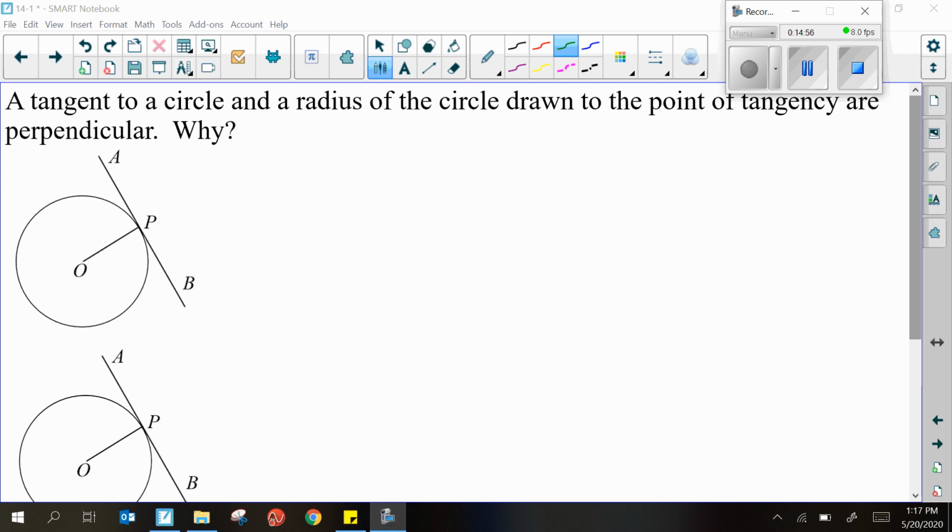A tangent to a circle and a radius of a circle drawn to a point of tangency are perpendicular. Why? There's a couple ways to look at this. One way would be to see that if I have this radius that I can turn to a diameter, it splits the circle in half. So this arc right here is 180 degrees, and this arc is 180 degrees on the other side. So that means this angle is intercepting this arc, so it's half of it. It's an inscribed angle, special form.